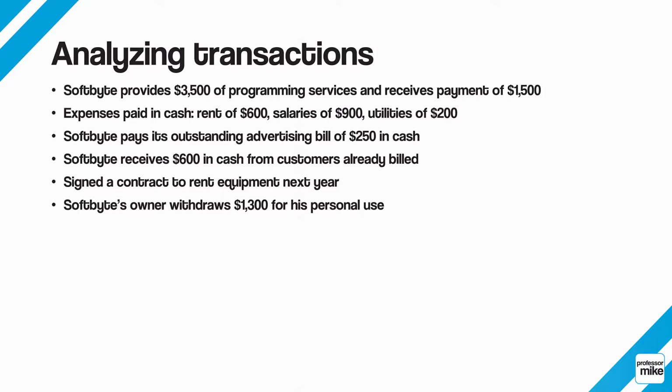Finally, SoftByte's owner withdraws $1,300 for his personal use. So if you take money out of the company, you're taking cash out of the company, cash is going to go down, right? It's a business transaction, cash is going down. What other account is being affected? Well, it's the owner, and he's withdrawing money from the company. So the account that's going to be affected is owner's withdrawals. Cash is going to go down. That's an asset, which means either a liability or an equity has to go down so the accounting equation can remain in balance. And indeed, owner's equity goes down by $1,300, and we're back in balance.